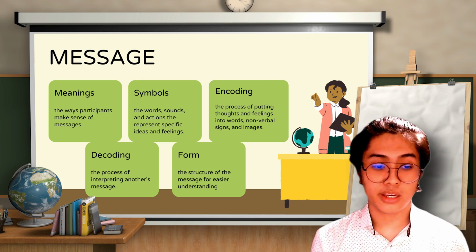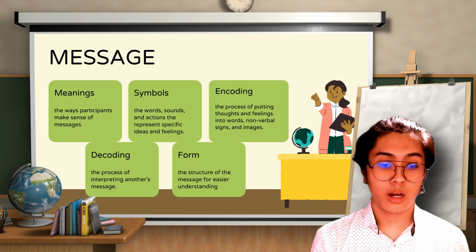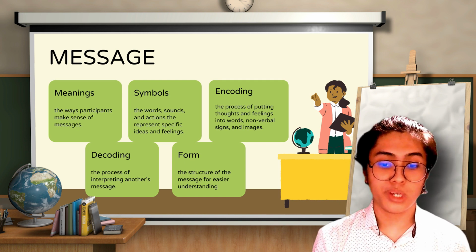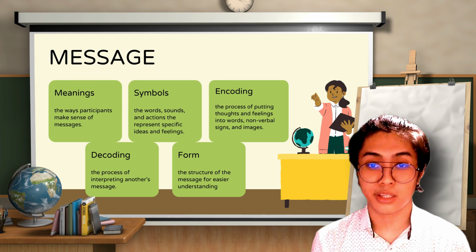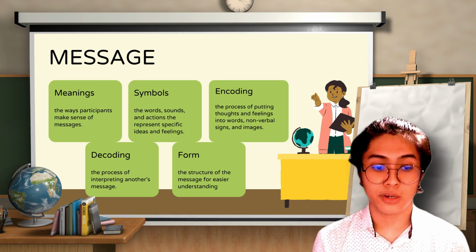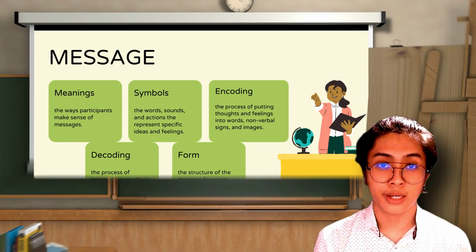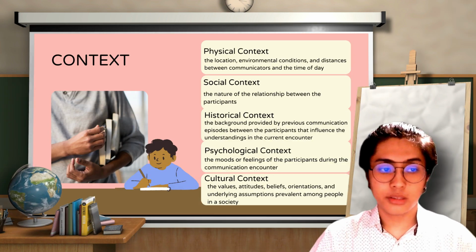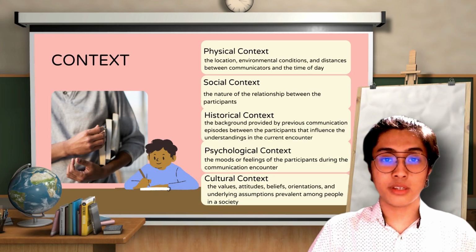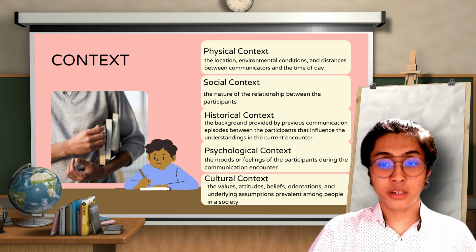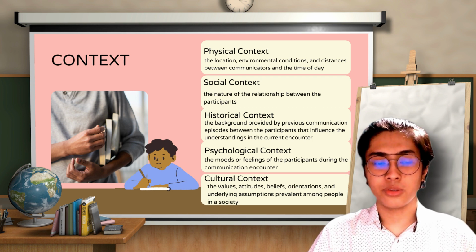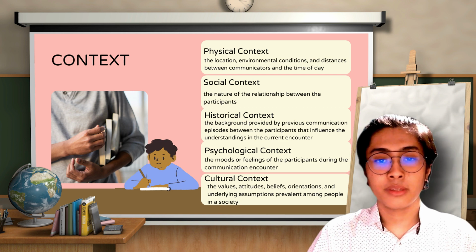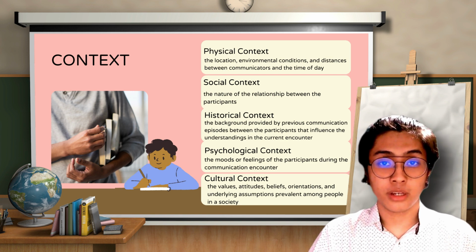And lastly is form or structure. When the message is complex, we may need to reorganize it in sections or in a certain order to make it easier to understand. Last is context. Context involves expectations of the sender, the receiver, and the common or shared understanding through the environmental signals. It is the circumstances surrounding a message.